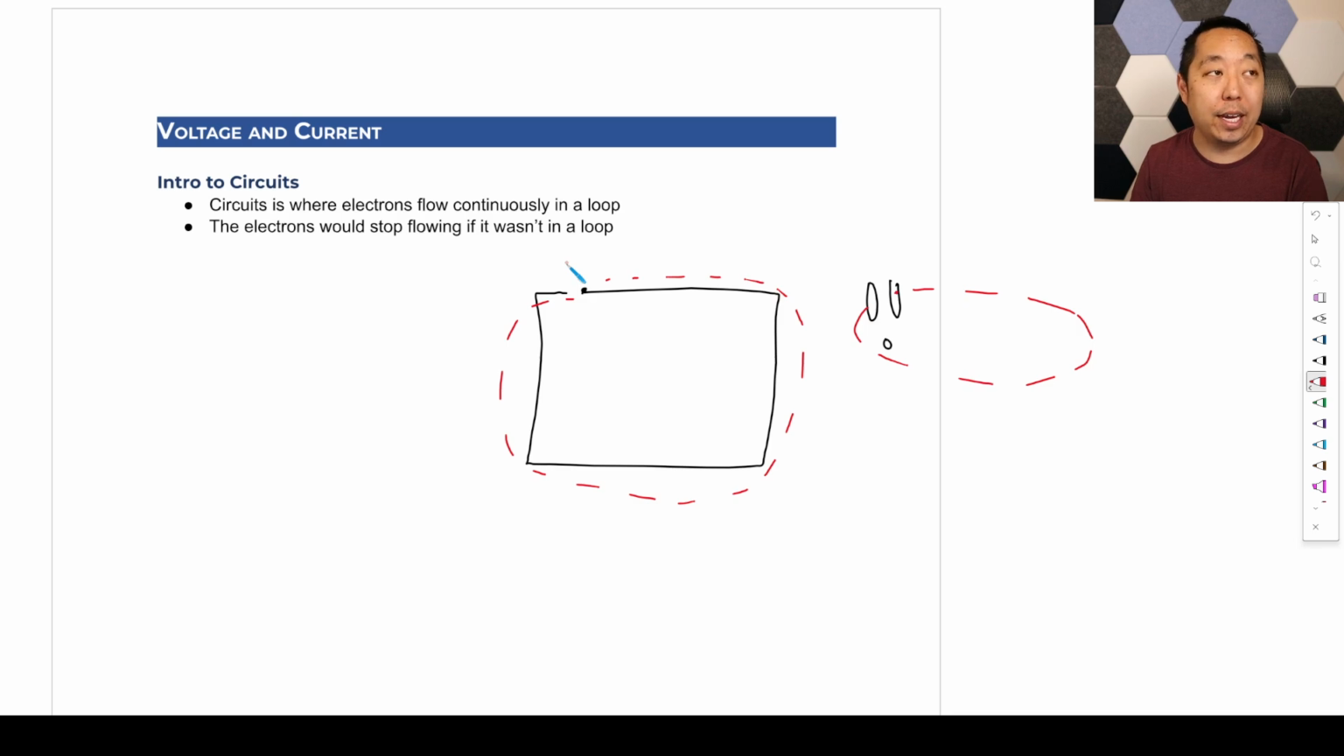Okay, think of it more like a moving river, right? And you're harnessing the energy of that moving river. Like if you had a water wheel or a hydroelectric dam or something like that, we're harnessing the energy by the motion of the water. Here we're harnessing the energy by the motion of the electrons that are moving, okay? And they move in a loop like that.